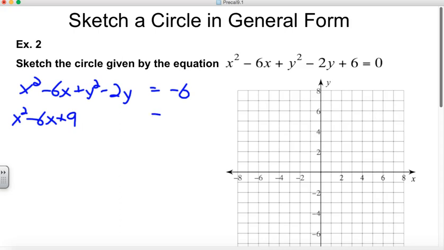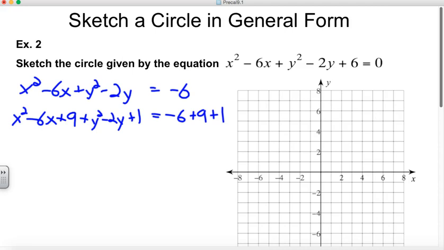Now, of course, if I add 9 to that side, I need to add 9 to the other side in order to make sure I don't change the value of one side of the equation without changing the other side. Now I'm going to do the same thing for y. So I have y squared minus 2y, and I take half of the number in front of the y, which is -2. So -1 is half of -2, and square it. -1 times itself is positive 1. So I'm going to add 1, and then I need to add 1 to the other side also.